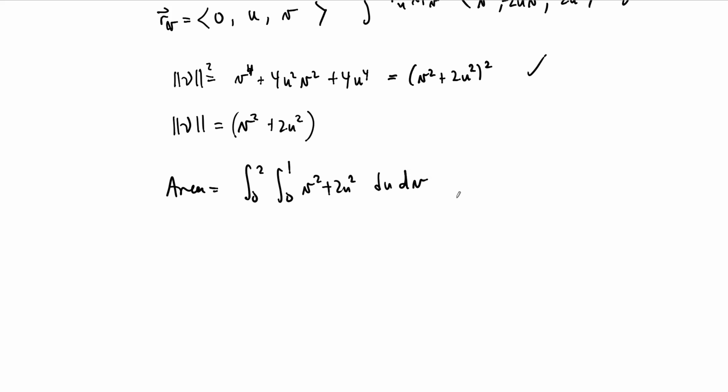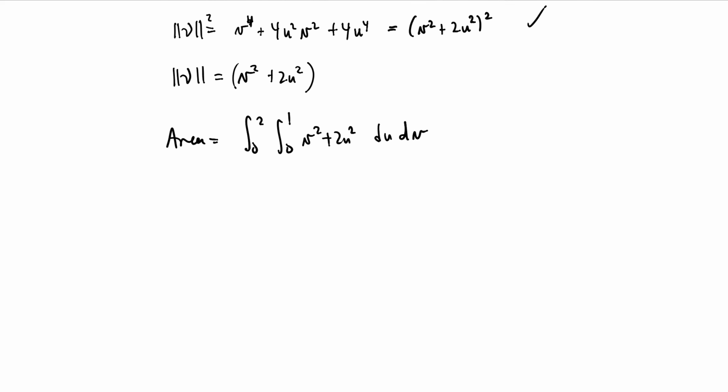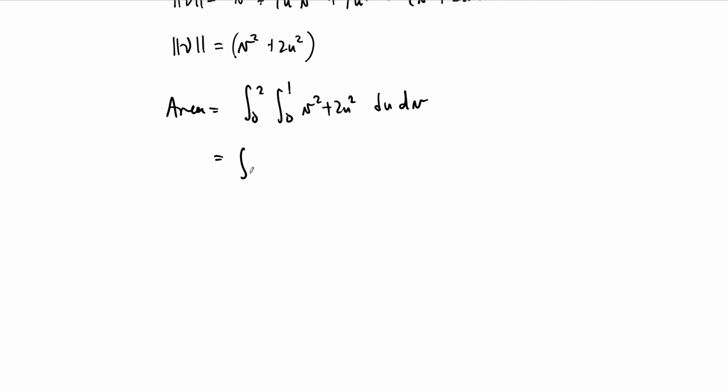All that we have left to do is compute this. So let's do it. This is the integral from 0 to 2. The antiderivatives with respect to u for each of them is just uv squared plus 2/3 u cubed from 0 to 1. And when we plug in 1, this just leaves us with v squared plus 2/3.